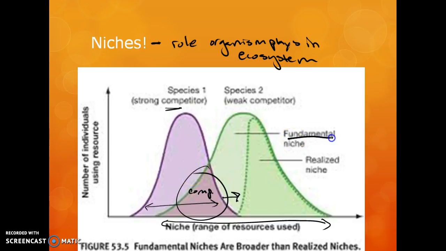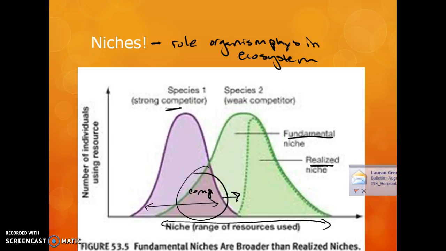That's the difference between a fundamental niche and a realized niche. A fundamental niche is hypothetically all of the resources that an organism would use. A realized niche is in reality, when you take into account competition, what resources does that organism use? And so that realized niche is usually smaller than the fundamental niche because of competition.